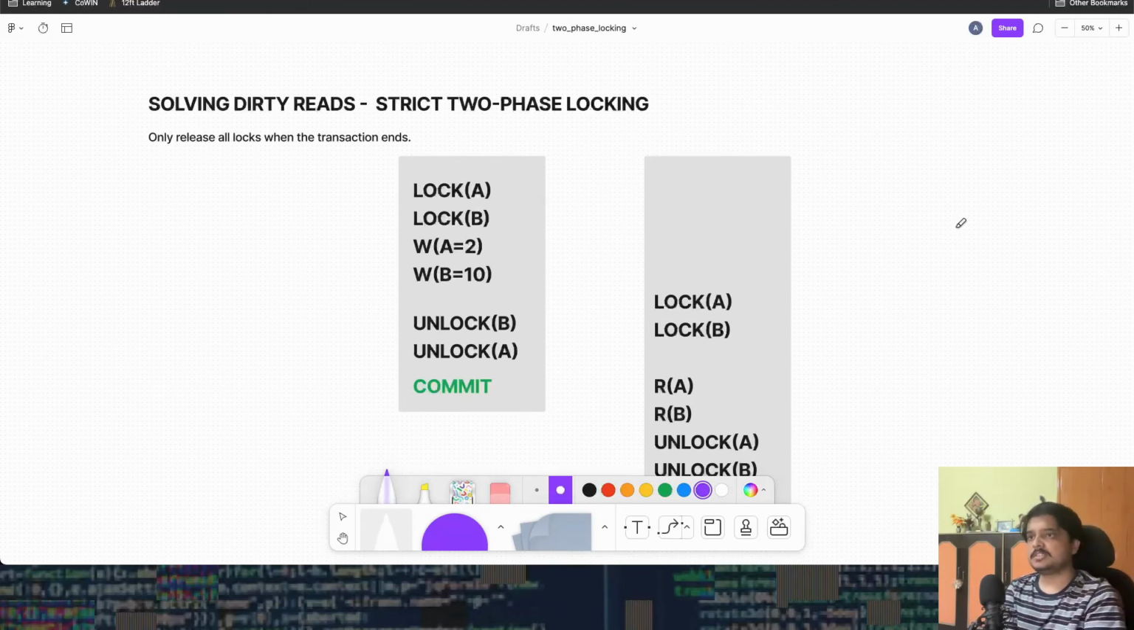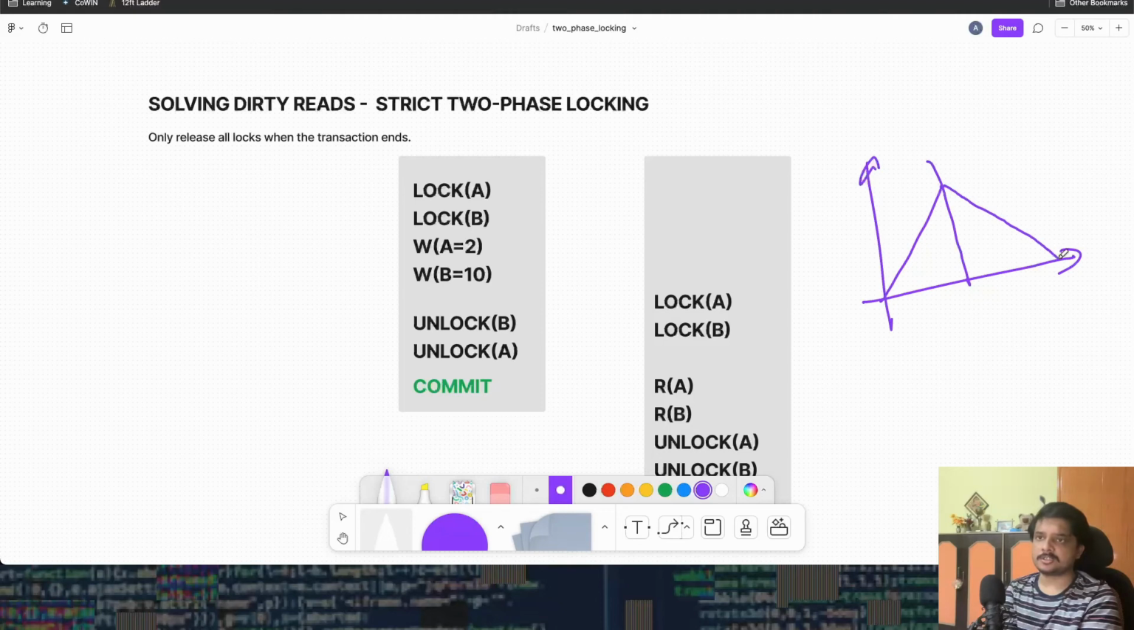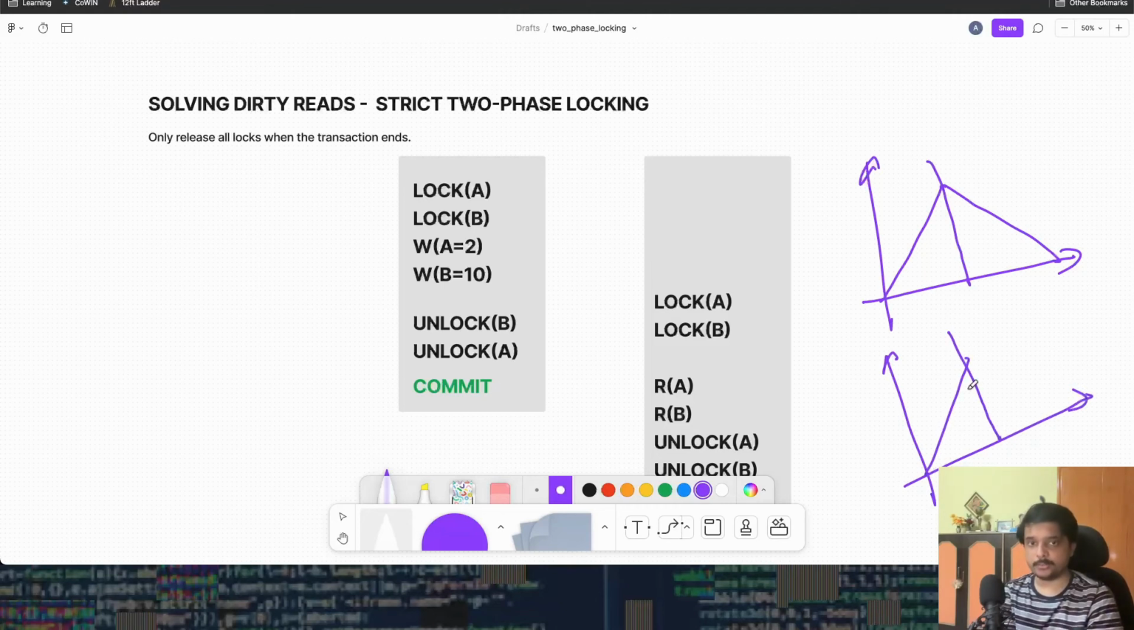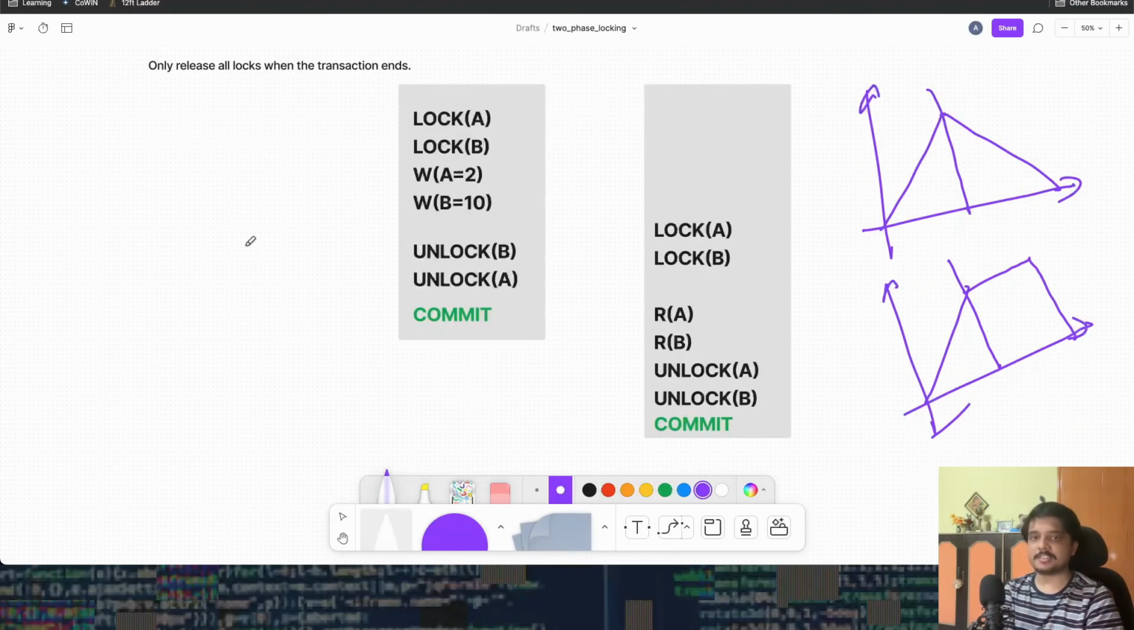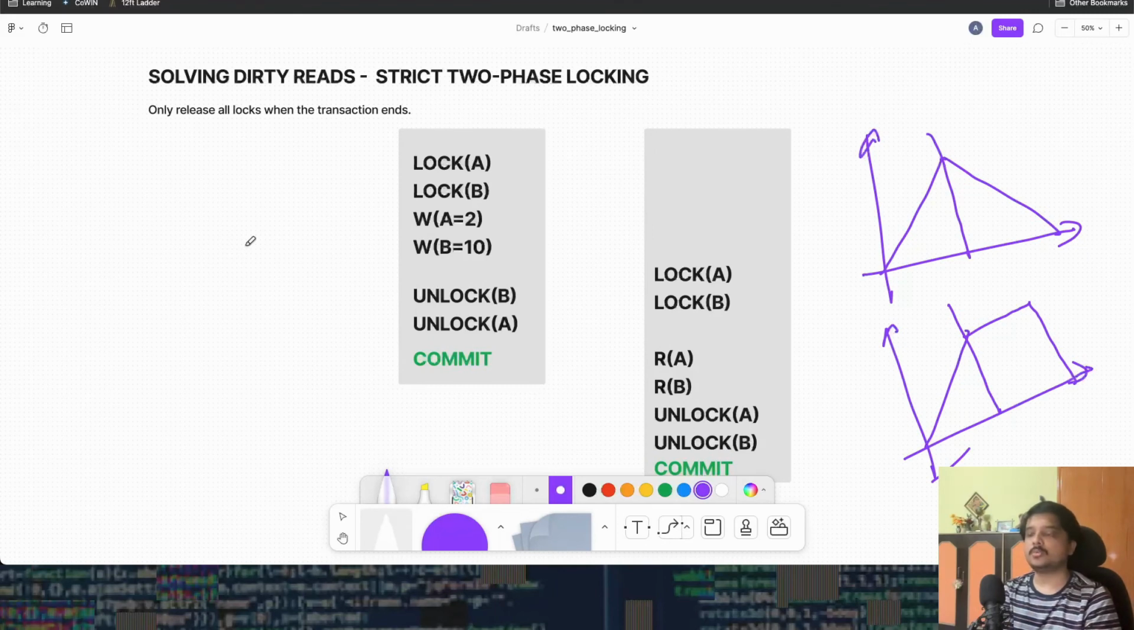What does it mean? See, in normal two-phase locking, once I take all the locks, then I can keep on unlocking locks, right? In strict two-phase locking, after getting all the locks, we have to keep them till the end of the transaction, right? At the end, we can release all the locks. This is what makes it different, right? Only after the transaction ends will the locks actually be released.